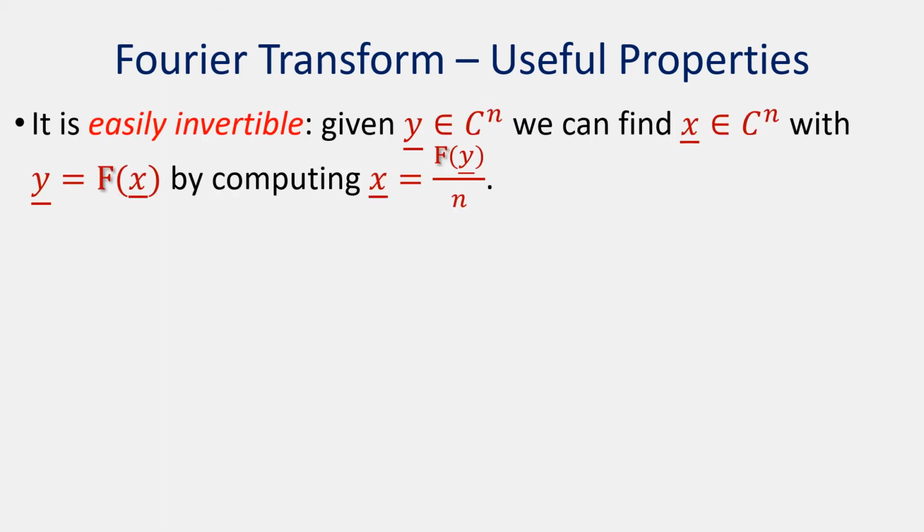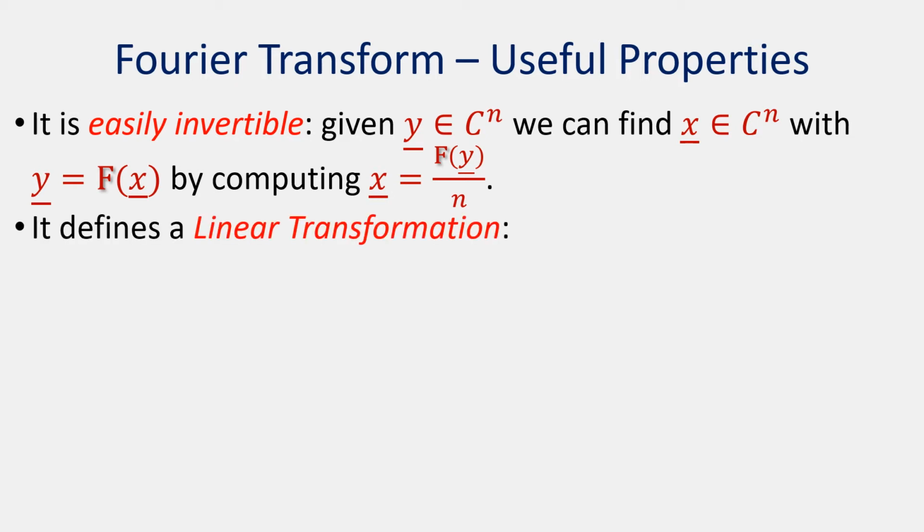One very important property, which I hinted at when I introduced the definition, is that it's very easy to invert. So if we're given some complex n vector, and we want to find the complex n vector which would produce that when we applied the Fourier transform to it, then we get that just by applying the Fourier transform to our output vector and dividing it by the number of components in the vector.